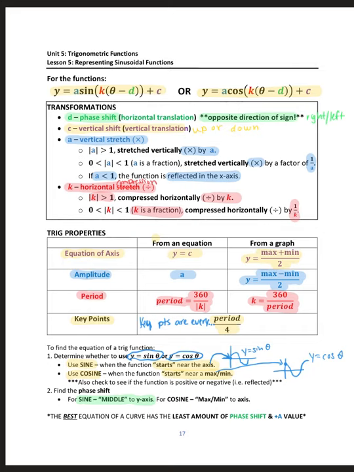For our cosine function, because our cosine starts at our maximum, then we're going to determine how much that maximum got shifted from the origin. Okay, and the best equation of a curve that has the least amount of phase shift and a positive a value. So the best equation is always going to be the one that has the least amount of phase shift and a positive a value. And we'll get into more of this as we look at some examples.